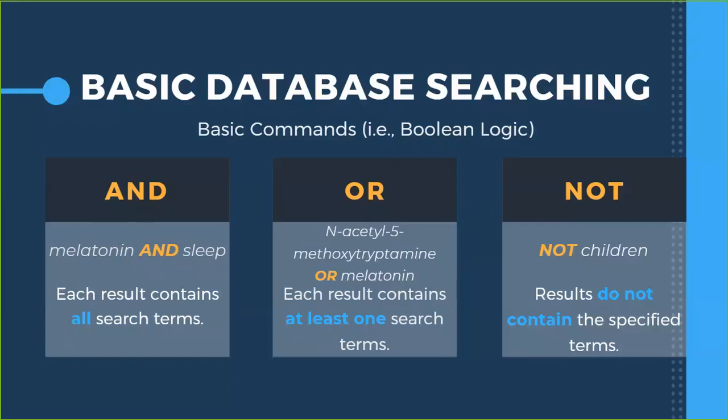Or is used oftentimes between synonyms or like concepts. So in this example on the screen, we have melatonin and then the scientific name for it, which is N-acetyl-5-methoxytryptamine, which I think Monica probably said it better. But when we use or, you're basically telling the database to bring back results that contain at least one of those search terms. So that's very useful when there are common names versus scientific names, or researchers will use different terms based on their research background.